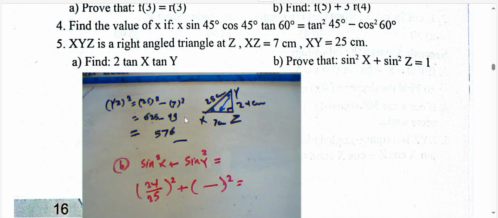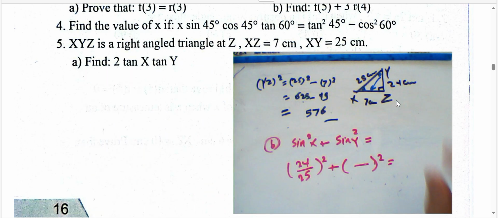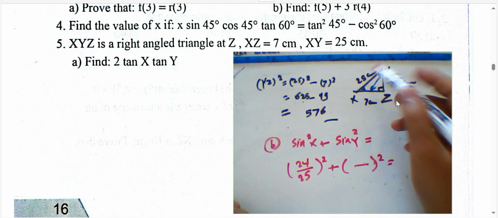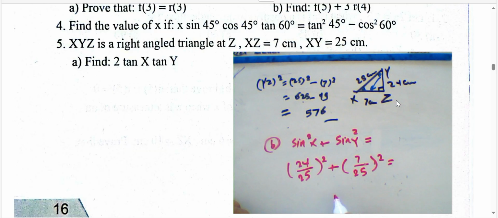So y sine will be opposite over hypotenuse, 7 over 25. 24 power 2 over 25 power 2 is 625. 24 times 24, it will be 576 over 625.